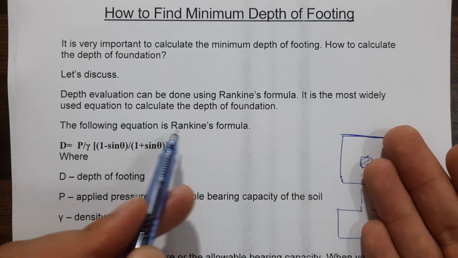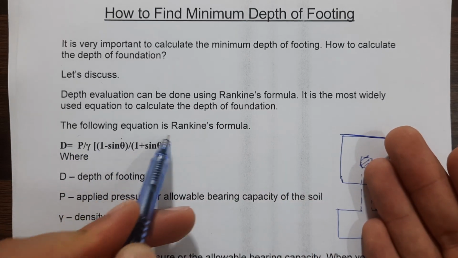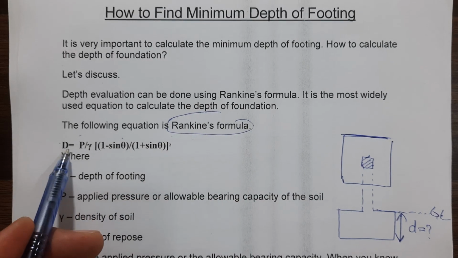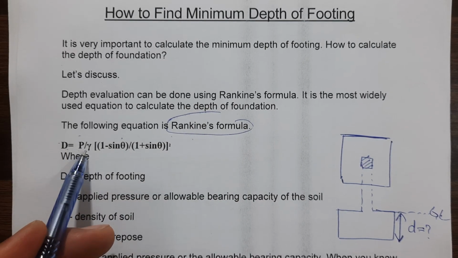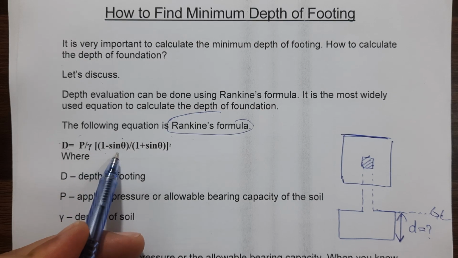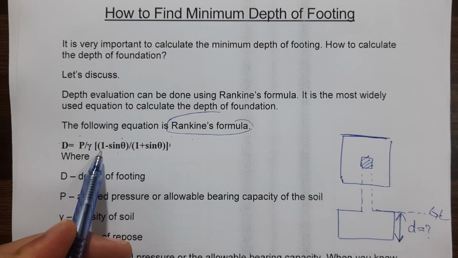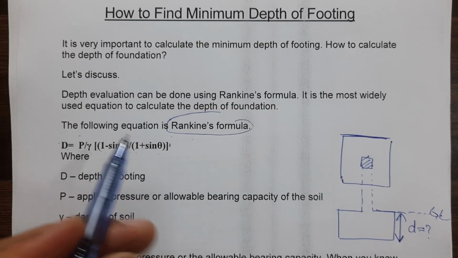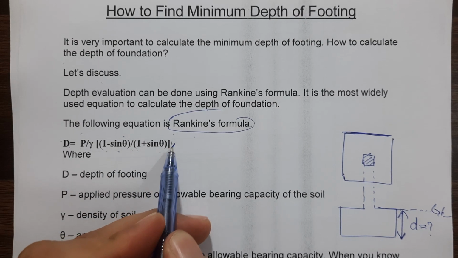Now what is Rankine's formula? The following equation is the Rankine's formula. D is equal to P divided by gamma, into (1 minus sine theta divided by 1 plus sine theta), all squared. You can see this is a square.